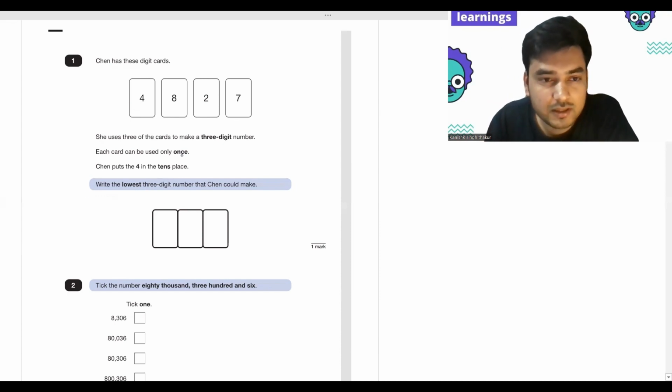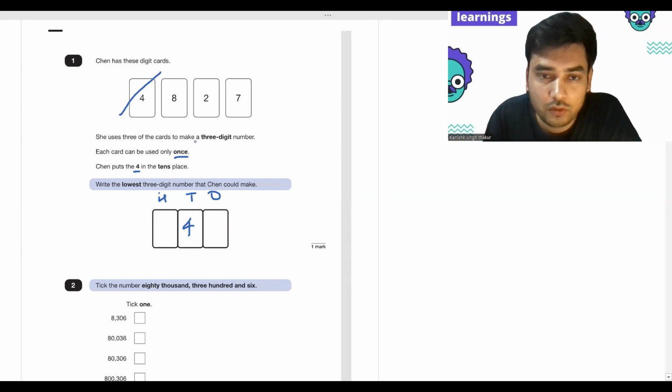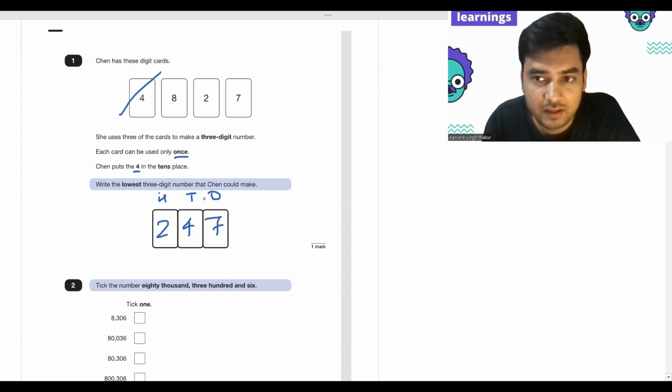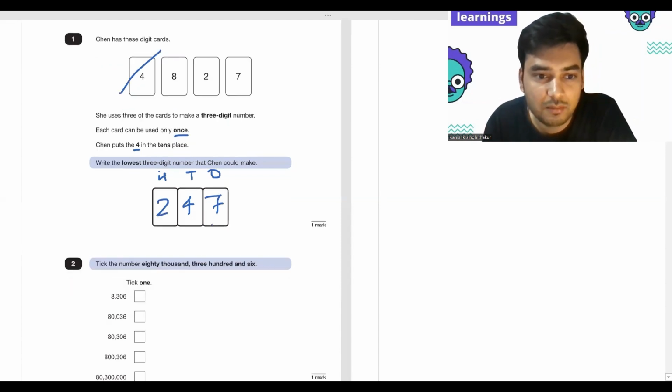Each card can be used only once and she puts four in the tens place. So this is ones, tens, and hundreds. The lowest three-digit number that can come: four is already there, so I cut off the four. Now the lowest number I have to make, so the lowest digit will go in the highest place value column. So it would be 2 here, and then 7 here. I could have put 8 also, but 8 would be the higher number. So 247 is the number I get.